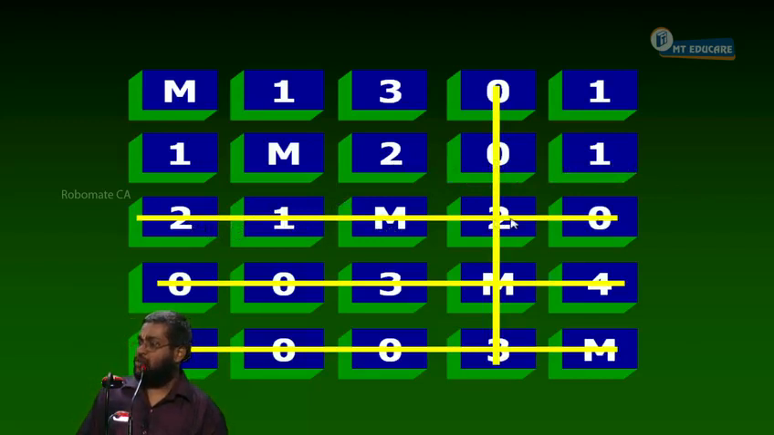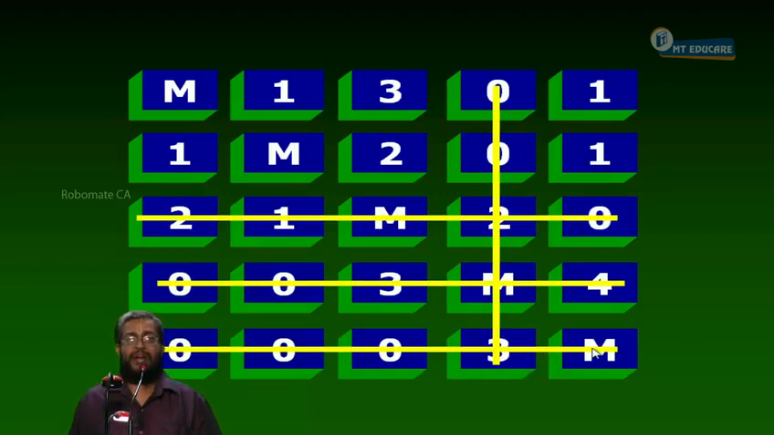M, no change. 2 plus 1, 3. 0, no change. Doing along with me or not? Next, 0, no change. 0, no change. 3, no change. M plus 1 is M. 4, no change. 0, no change. 0, no change. 0, no change. 3 plus 1, 4. And M, no change. Can I proceed or not?